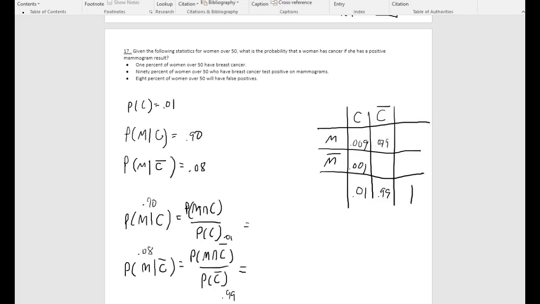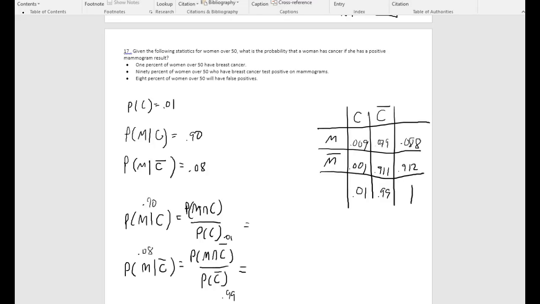And yeah, I'd say rule of thumb, take it to 3 digits. And then 0.911, and 0.912, and 0.088. All right, so we've solved for the whole table, so that's great. So now we just need to answer the question. The question asked is, given the following statistics for women over 50, what is the probability that a woman has cancer if she has a positive test result?